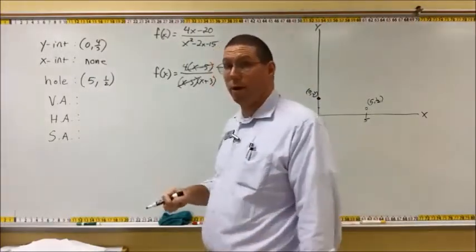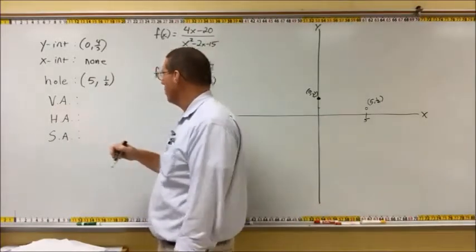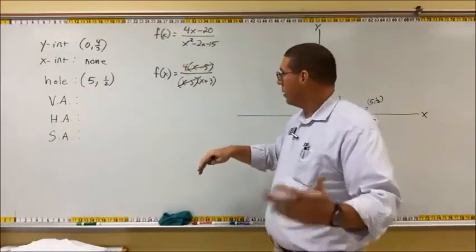There's something interesting going on at the y-axis. So let's identify the vertical asymptote. In order to identify the vertical asymptote, we set the denominator equal to 0.